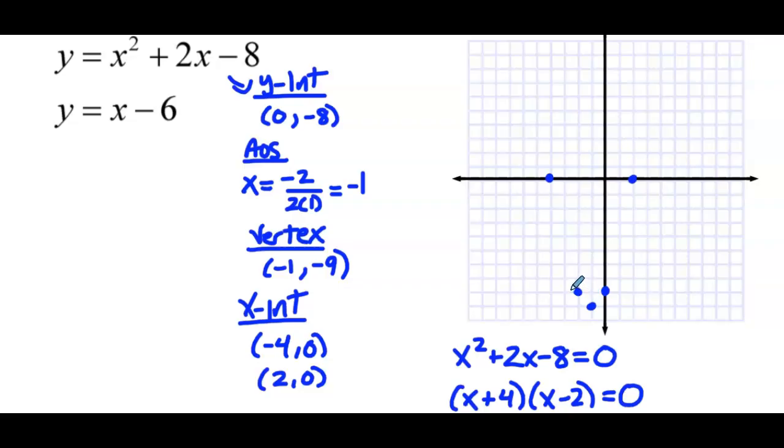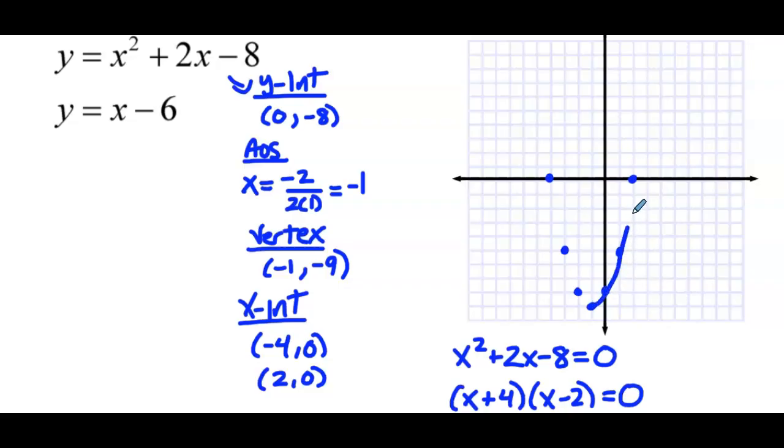Now because we do have a system of equations here, I will fill in a few more points. If you notice, we don't have a point at x equals 1. So if we plug that in, we'd have 1 squared, which is 1, plus 2, which is 3, minus 8 is negative 5. That's 2 to the right of the axis of symmetry, so we'll go 2 to the left, and we also have a point at negative 5. The reason I'm doing that is the more points that we have, the more accurate our graph is, and the easier it's going to be to find the points of intersection.